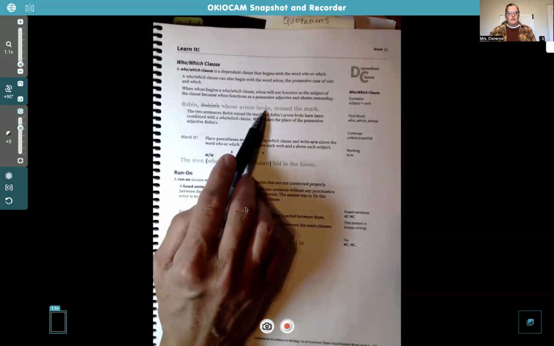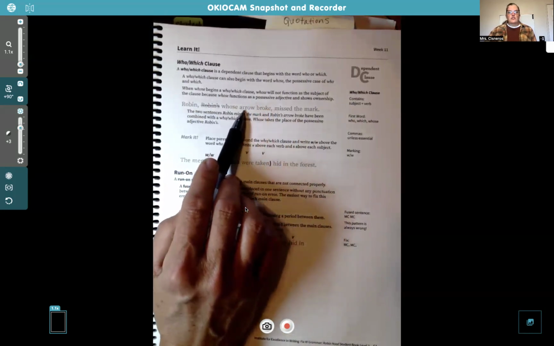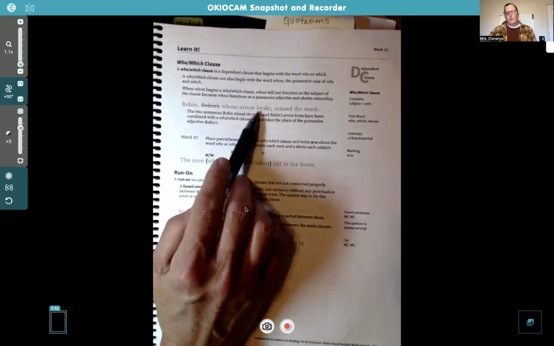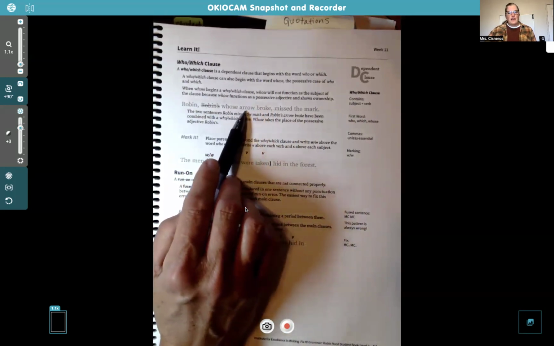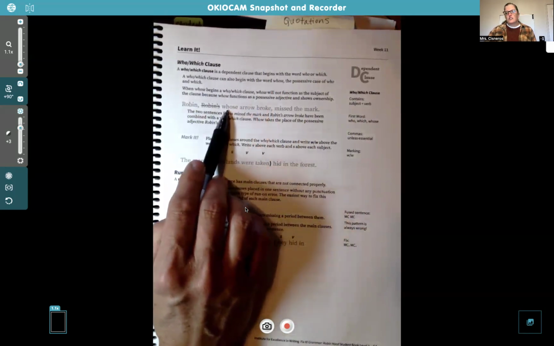Look at this clause, whose arrow broke. The verb is broke. And the subject is actually arrow. It's not going to be whose broke. It's going to be that the arrow broke. So the subject is arrow. The verb is broke. Whose is just signifying that that's the beginning of the who, which clause.